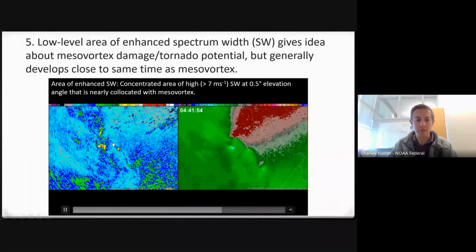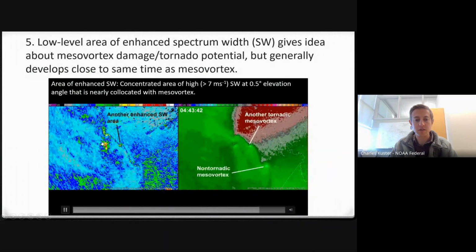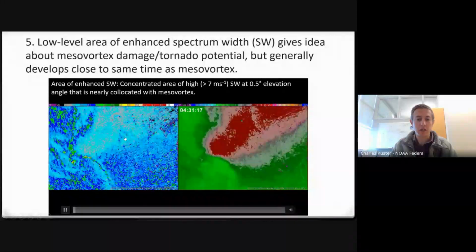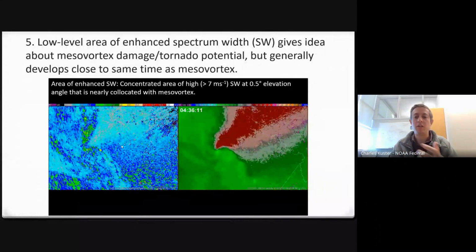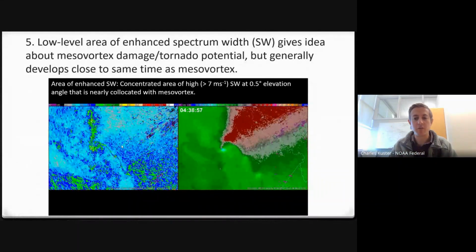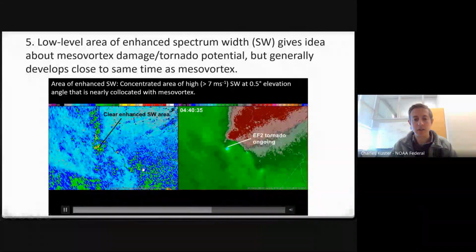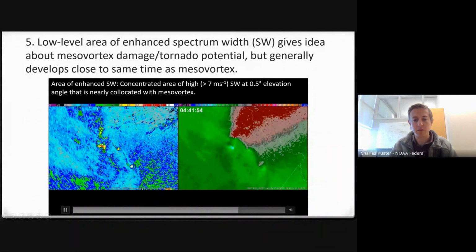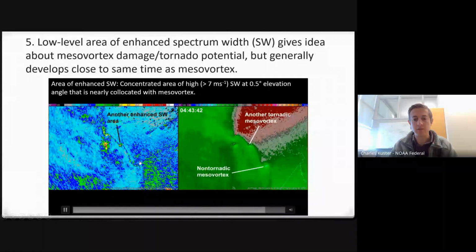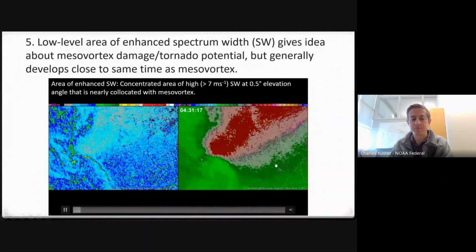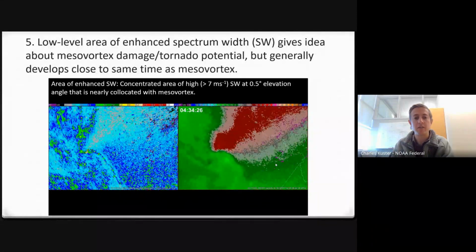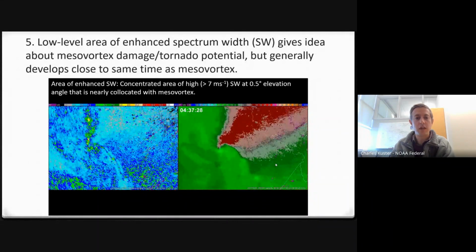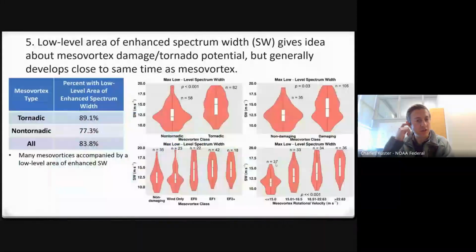So spectrum width generally above 7 meters per second is co-located with the mesovortex. Now, this isn't surprising to see. You'd expect higher spectrum width where you have those turbulent motions and lots of different things going on within the mesovortex. You can see these little areas of enhanced spectrum width with each one of these three mesovortices. They do form at about the same time as the mesovortex, which once again isn't surprising. So a little bit more of a diagnostic than predictive signature.